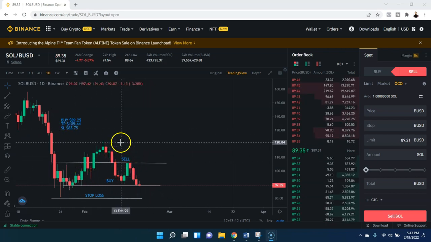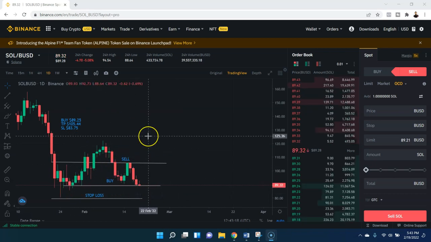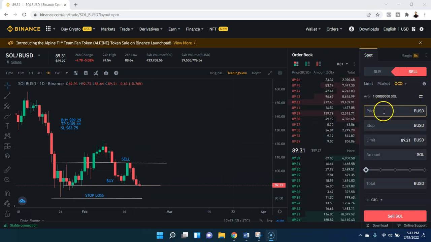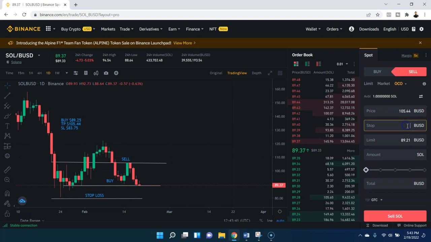The market is very volatile. If I wait for the market, then the risk management will not come into play. So I want to create an order where the take profit or stop loss should hit. What I have to do is go on OCO. Here in the price, I have to type the take profit, 105.44.